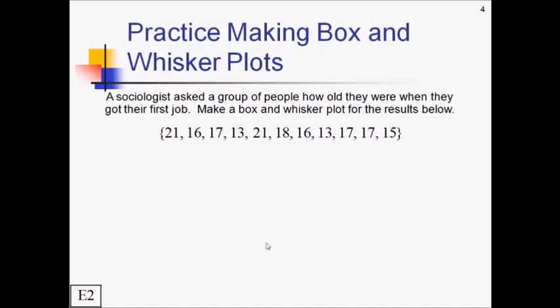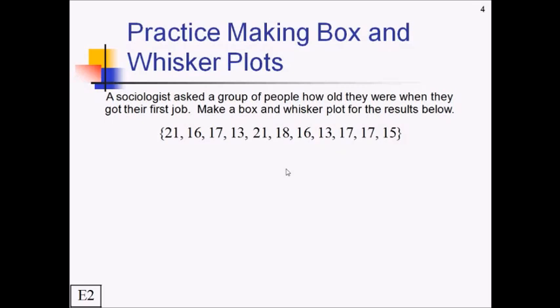Based on what you saw in that warm-up problem where we made a box and whisker plot, see if you can make a box and whisker plot for this problem. So the real-life setup for this, we have a sociologist asking a group of people how old they were when they got their first job. So these are some plausible numbers. Make a plot for this. Pause the video and give it a shot.